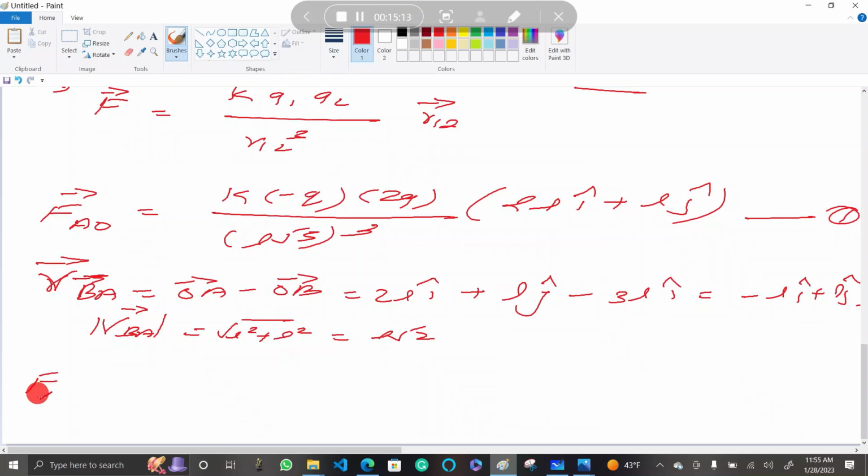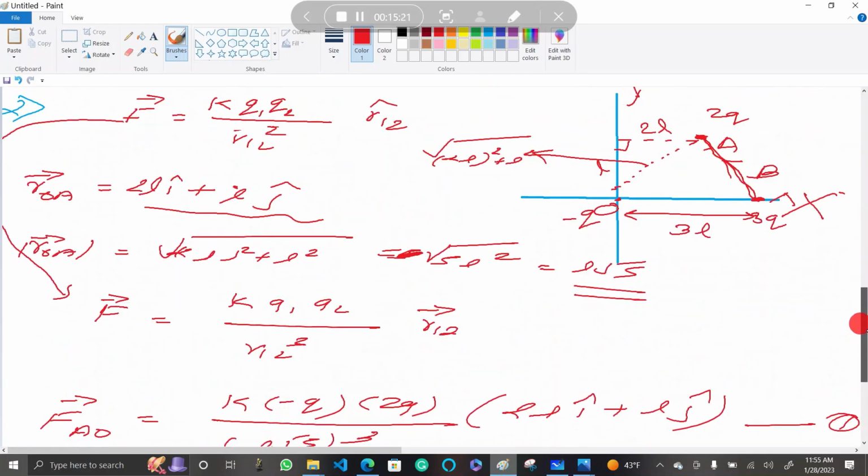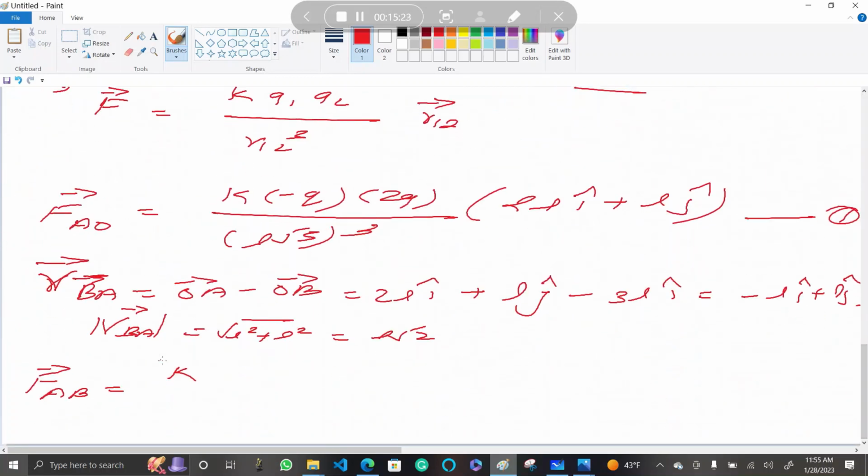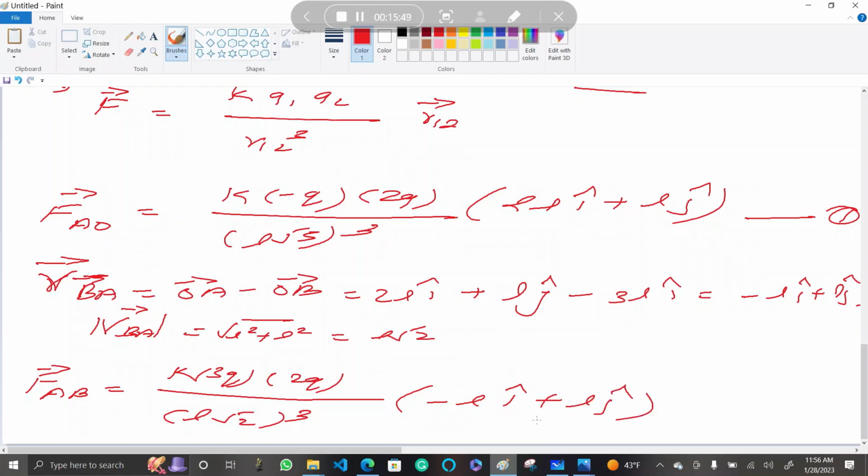So the force at the charge at A because of the charge on B is equal to K times the source charge here, 3Q, the destination charge 2Q, divided by the magnitude cube. Magnitude cube is L root under 2 whole cube, into the direction. Direction is given by this vector, minus Li plus Lj.